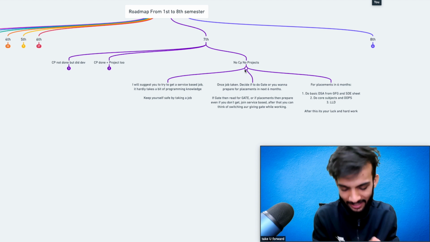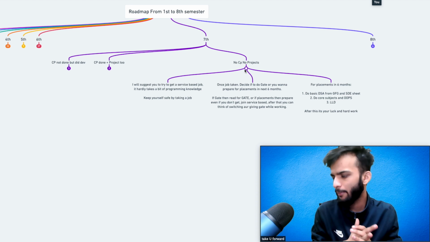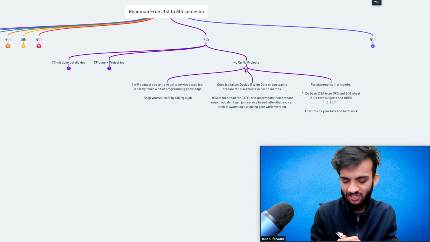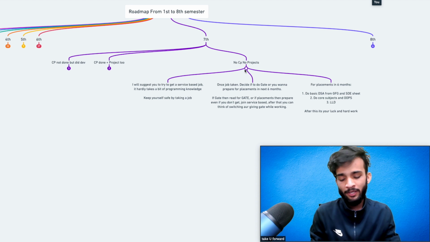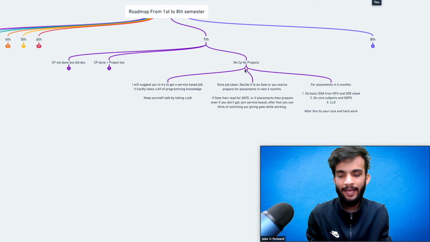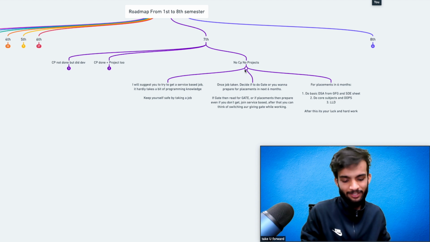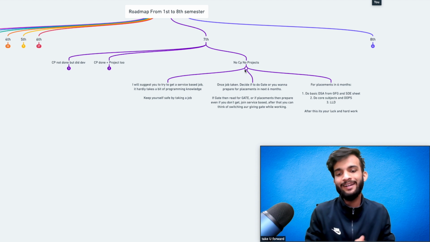Once you have got that service-based job, you're secure because you haven't done anything till now. So once this job is taken, ask yourself, will you be able to prepare in 6-7 months? If the answer is yes, then probably start preparing. If the answer is no, because you know what's your potential, right? No one can actually rate your potential except you. So if the answer comes no, you would have read your subjects at least. So in your 7 semesters, start preparing for GATE and try to crack GATE.